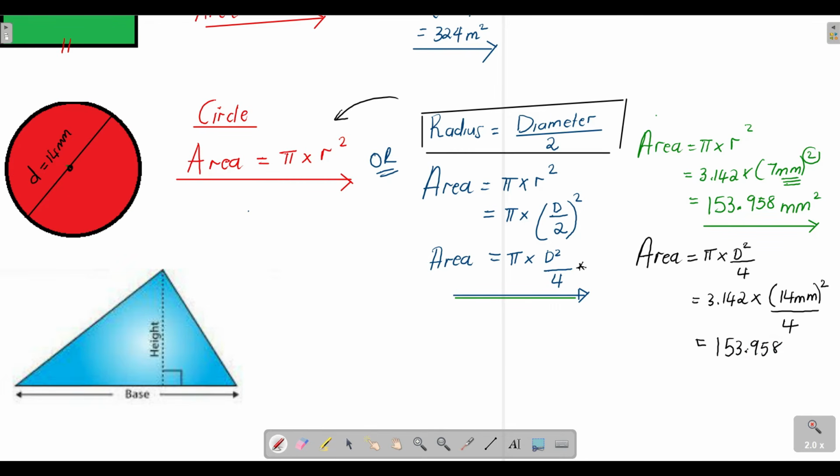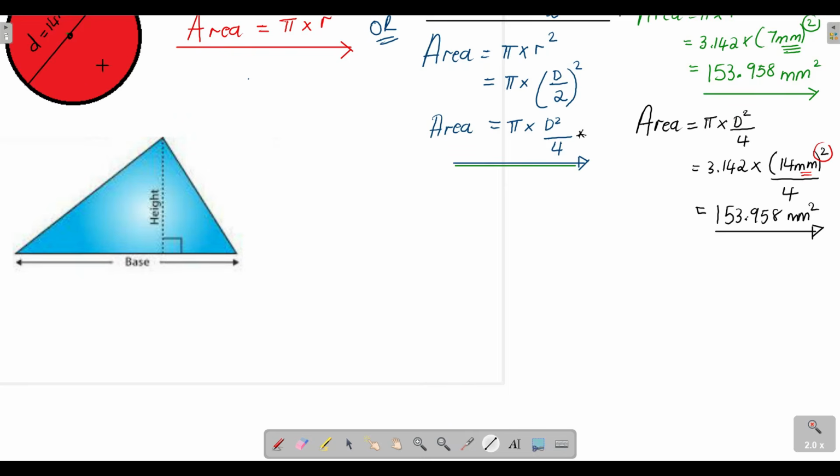Remember, guys, we've got that millimeters squared. So that millimeters also needs to be squared. So therefore it's going to be millimeters squared. Okay, remember area, the units for area is either millimeters squared, centimeters squared, kilometers squared, meters squared. It is units squared, depending on the units that you are given in your question.